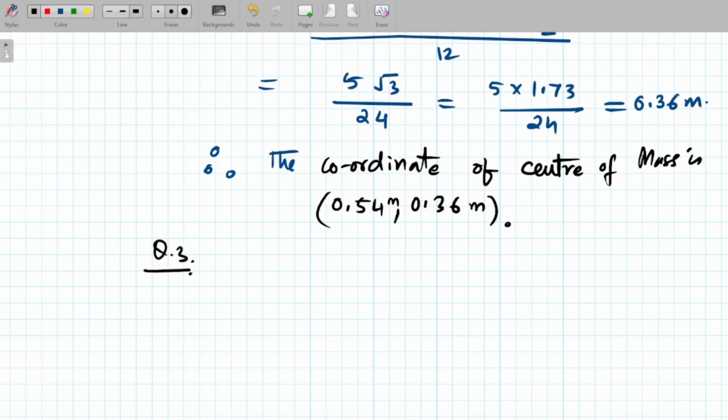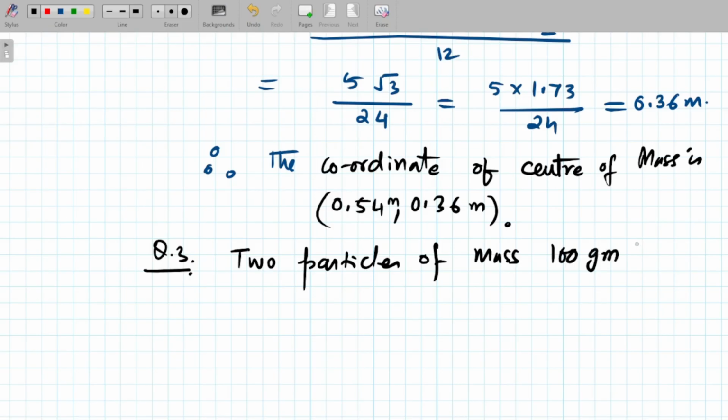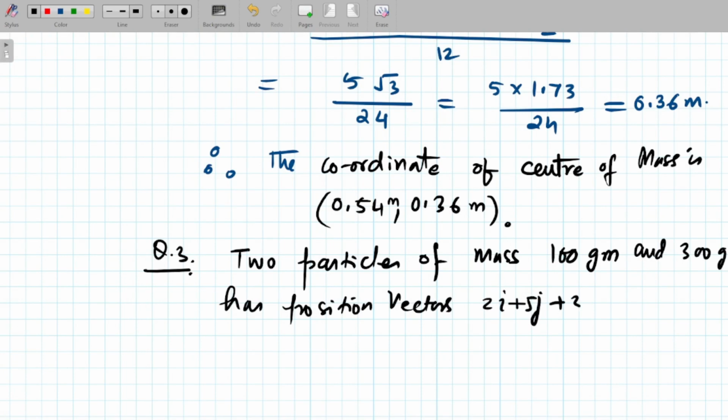Two particles of mass 100 gram, okay, and 300 gram have position vectors 2i, 5j, 13k and minus 6i, 4j, minus 2k meter respectively.